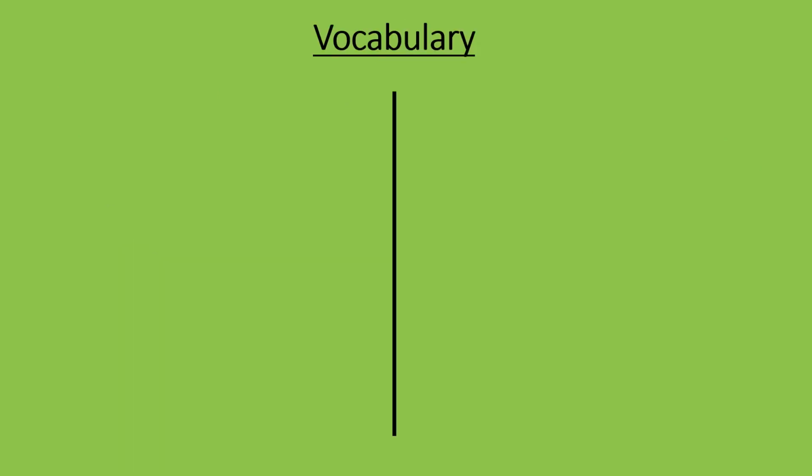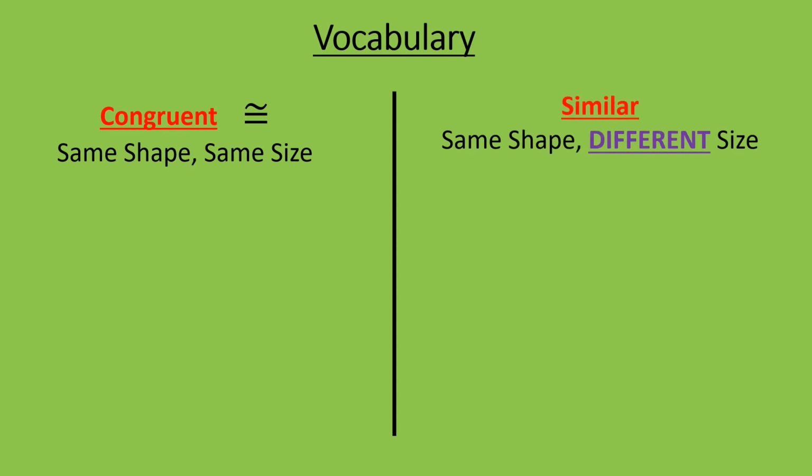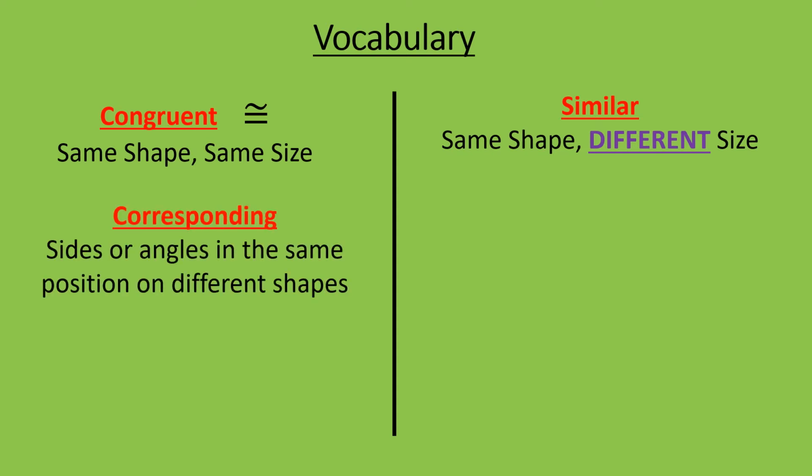So first of all, a couple of the main vocabulary words we want to talk about and keep in mind as we are talking about congruency. And first of all, the first word being congruent, and there's our symbol. Looks like an equal sign with a little wavy line on top. It's the same shape, same size. Those things are congruent. And if they're the same shape but different size, they're no longer congruent, but they are similar. Okay? Corresponding, that's when we have the sides or angles in the same position but in different shapes, and we'll talk more about that in a second.